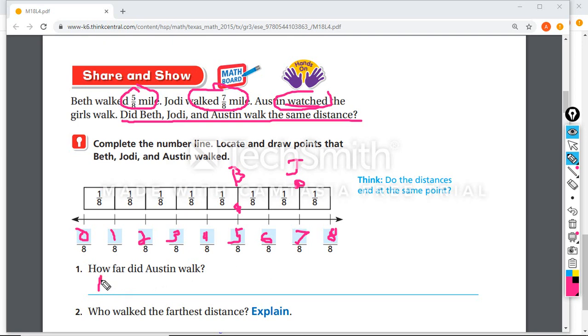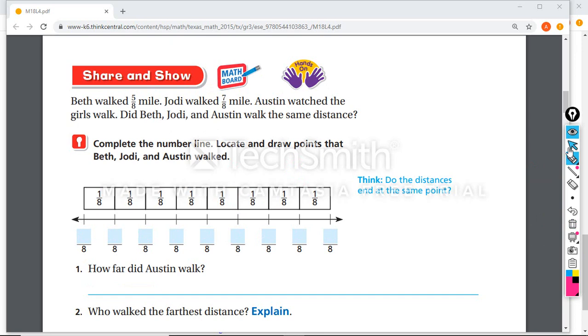No. Austin did not walk. And you can write that sentence right here: Austin did not walk. He only watched. So you shouldn't have an answer here for distance for Austin, because if you read the sentence carefully, Austin watched the girls walk. Okay? So we take a look at what we're doing here.